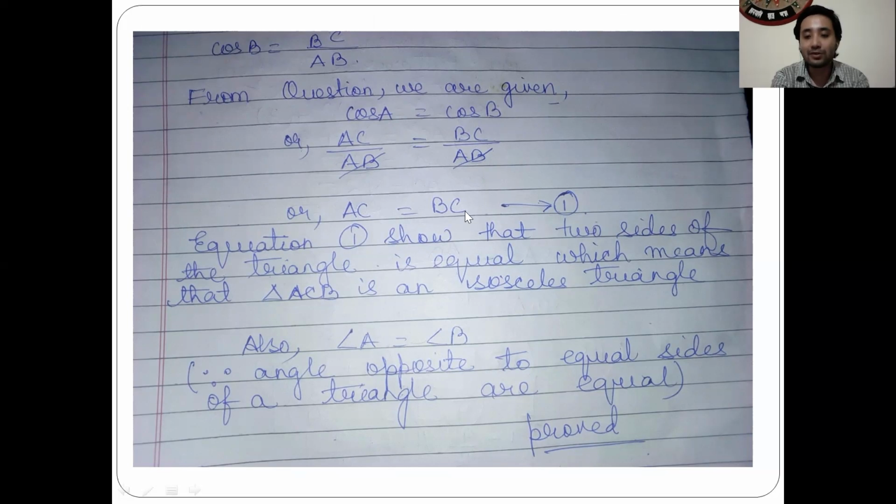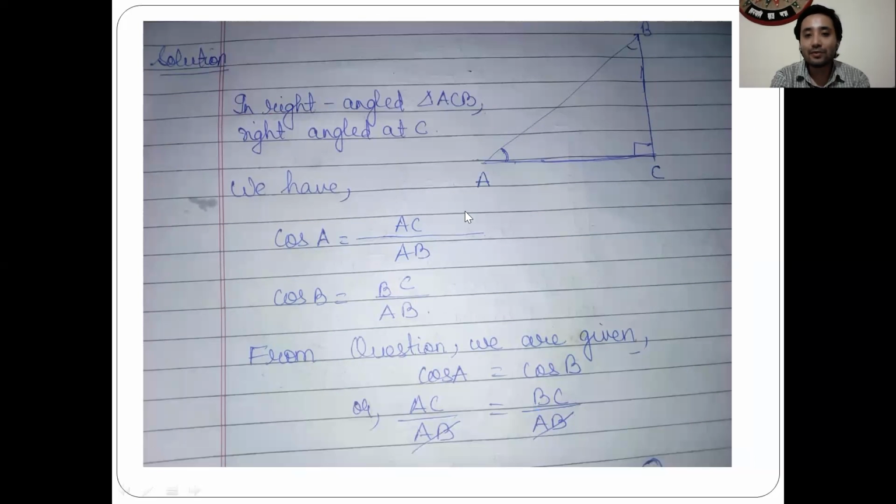So AC is equal to BC. When I say AC is equal to BC, that means this side AC is equal to BC, this one. So that means in this triangle, two sides are equal. From junior class knowledge, we already know that if two sides of a triangle are equal, then that triangle is called an isosceles triangle.